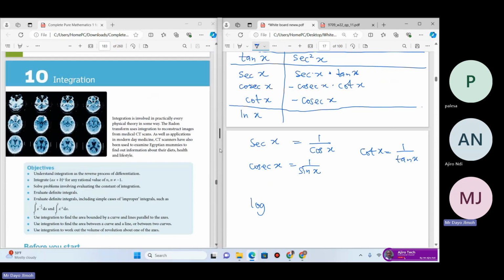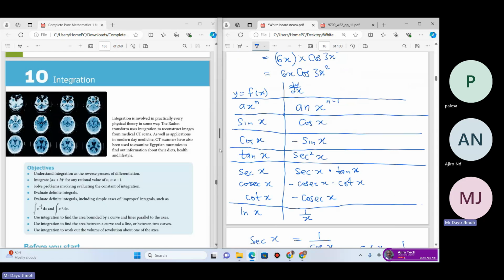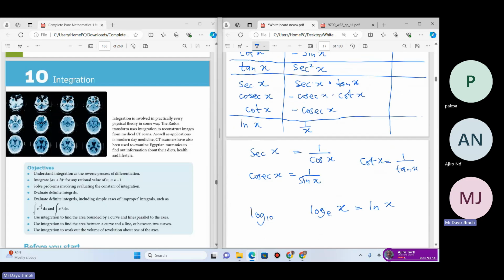When you have logarithm, normally the general log is base 10. But when you have log to base e, then you have ln x. To differentiate ln x, you have 1 over x. I'm going to stop here. So we'll be referencing this formula. This is like a brief summary of differentiation. Although there are more than this, at least this is a good guide.